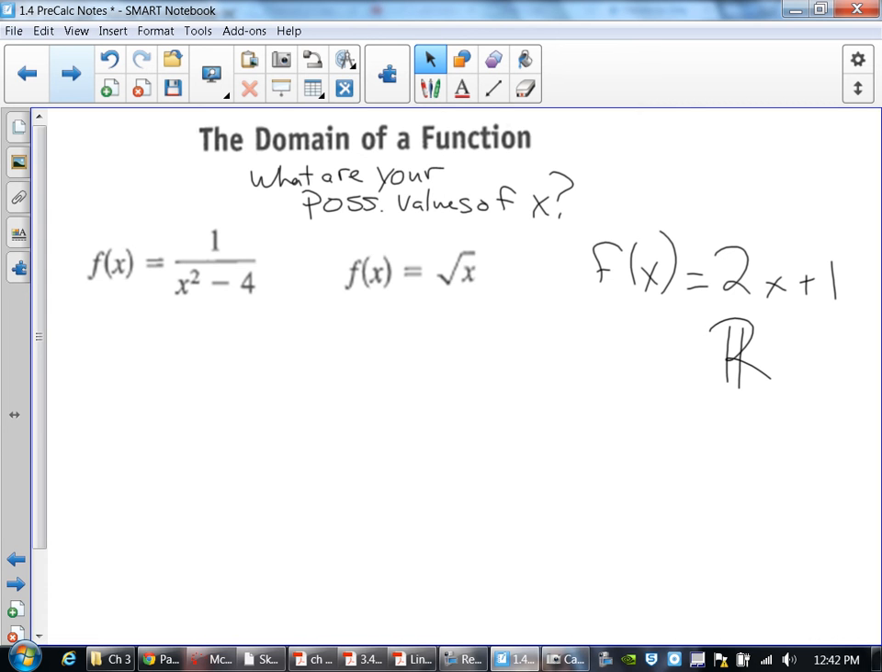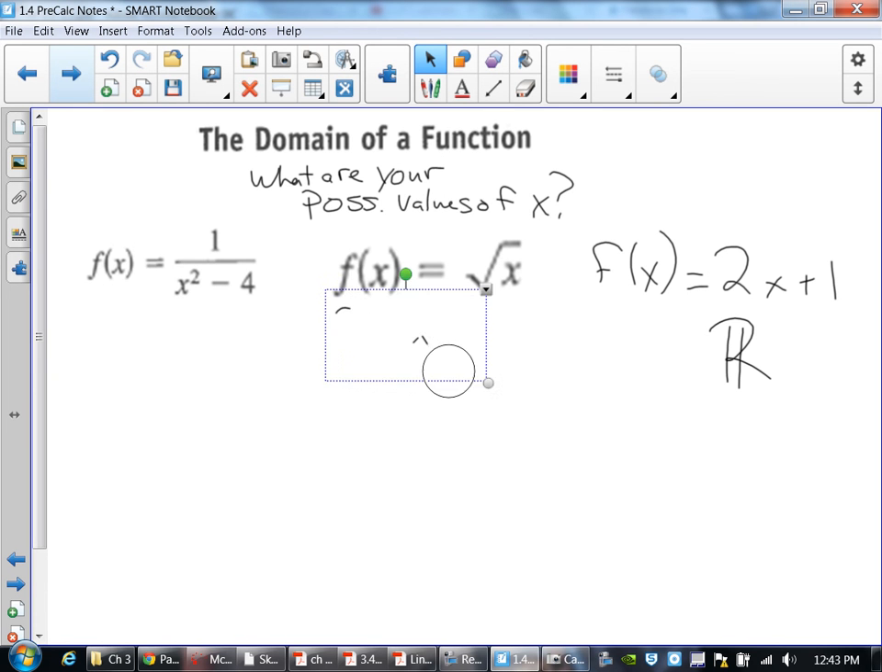If I look at the second one here, f of x is the square root of x. Remember, can you take the square root of a negative? Can it equal 0? What's the square root of 0? Yeah. So here my domain will be the set of x's such that x has to be greater than or equal to 0. Your domain is x greater than or equal to 0.